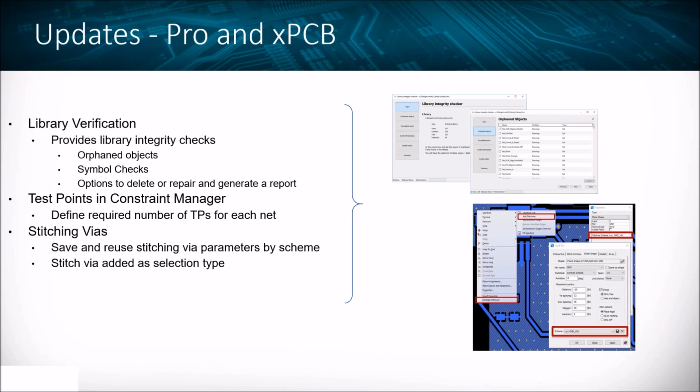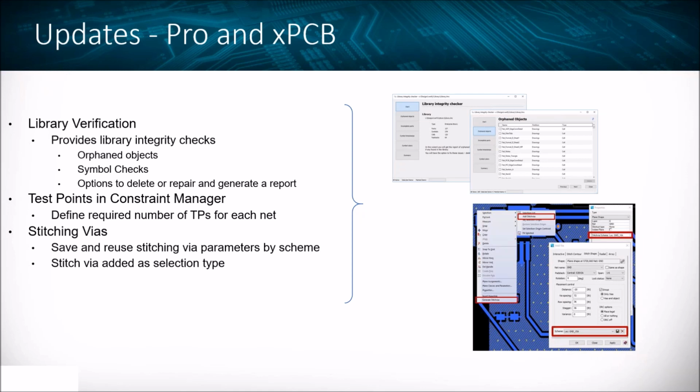Okay, so now we're moving on to updates that are affecting both PADS Professional as well as Xpedition. A new feature that has been added into library integrity checking is the library verification capability. What this will allow us to do is open up a central library and start verifying that library. It will check for orphaned objects such as symbols that are not associated to a part, cells that aren't used in a part, and then also it will check for symbol checks, such as if the symbol doesn't have a correct timestamp or anything else that we want to check in the library.